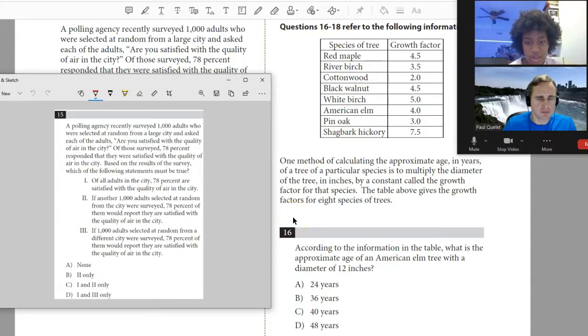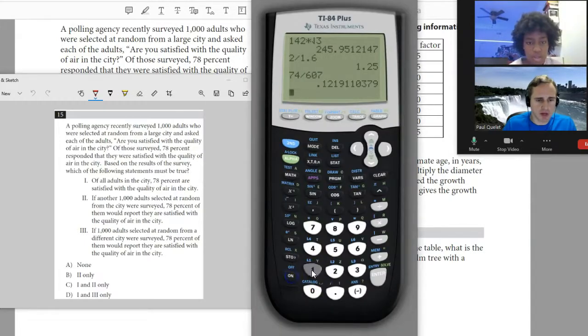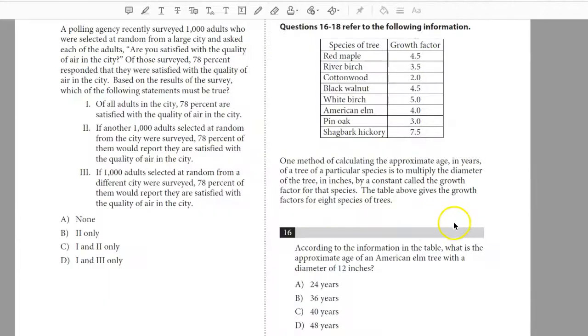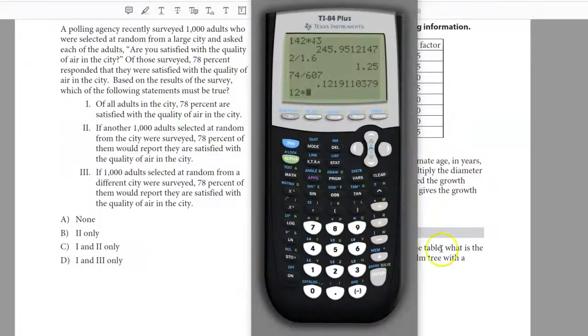Because the little paragraph right here says that in order to find the approximate age, you just take the diameter of the tree in inches, and it was in inches, and then you just multiply it by the growth factor for that. So it'd be 12 times, which one? American elm? So 4. 48, right?